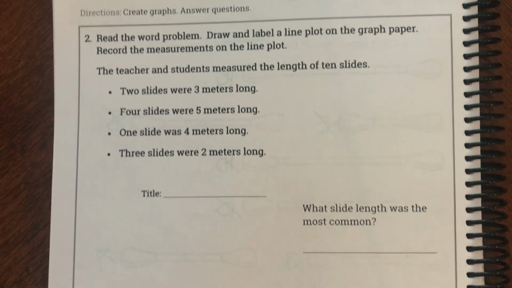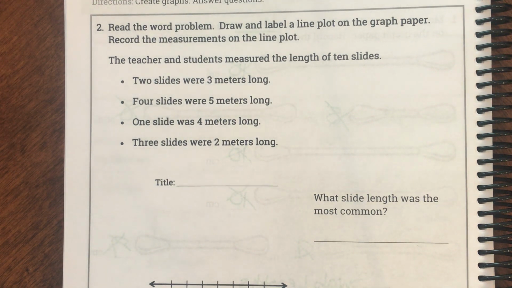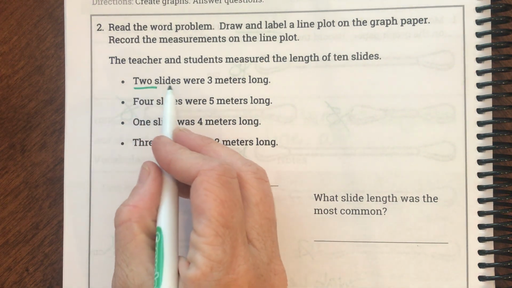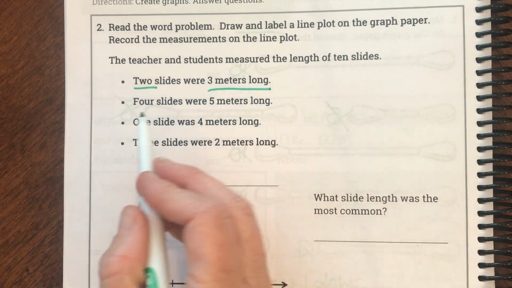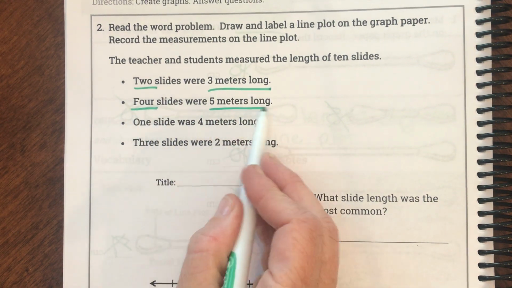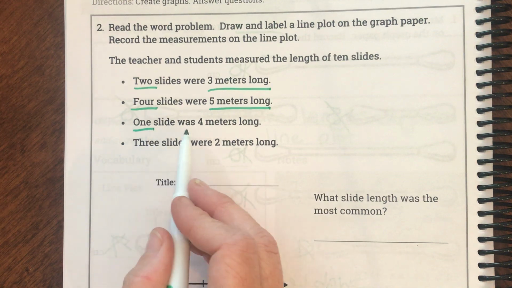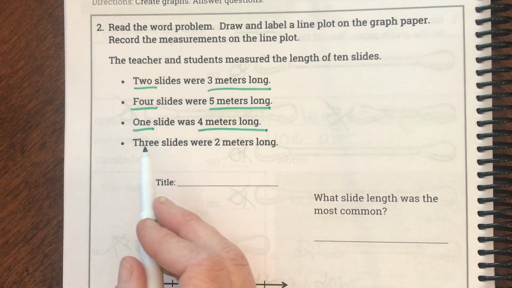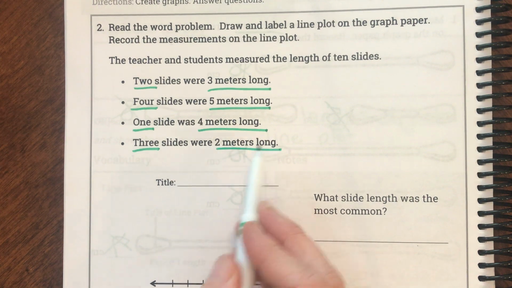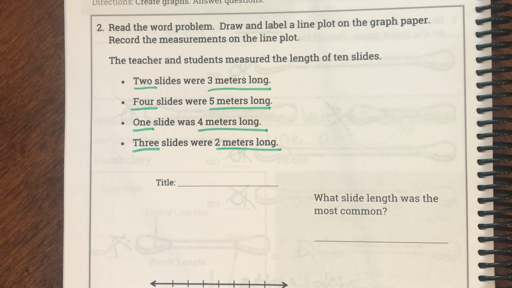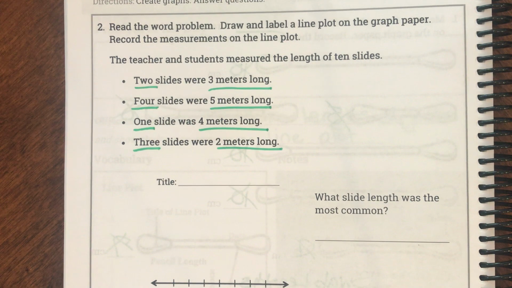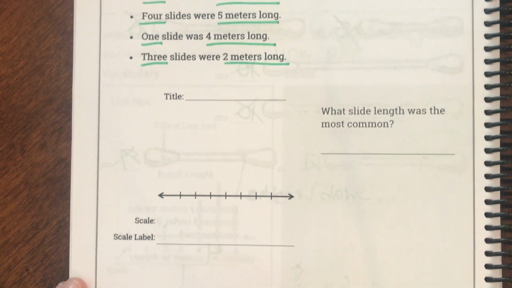All right, this one says, read the word problem, draw and label a line plot on the graph paper. Record the measurements on the line plot. The teacher and students measured the length of 10 slides. 2 slides were 3 meters long. 4 slides were 5 meters long. 1 slide was 4 meters long, and 3 slides were 2 meters long. Okay, so we don't have to measure. They gave us the measurements. We just have to create now our line plot.